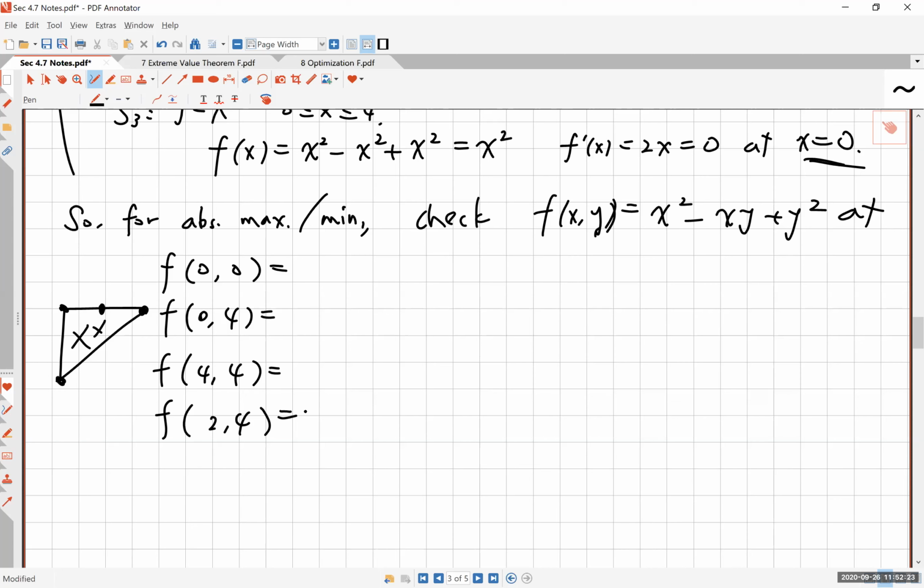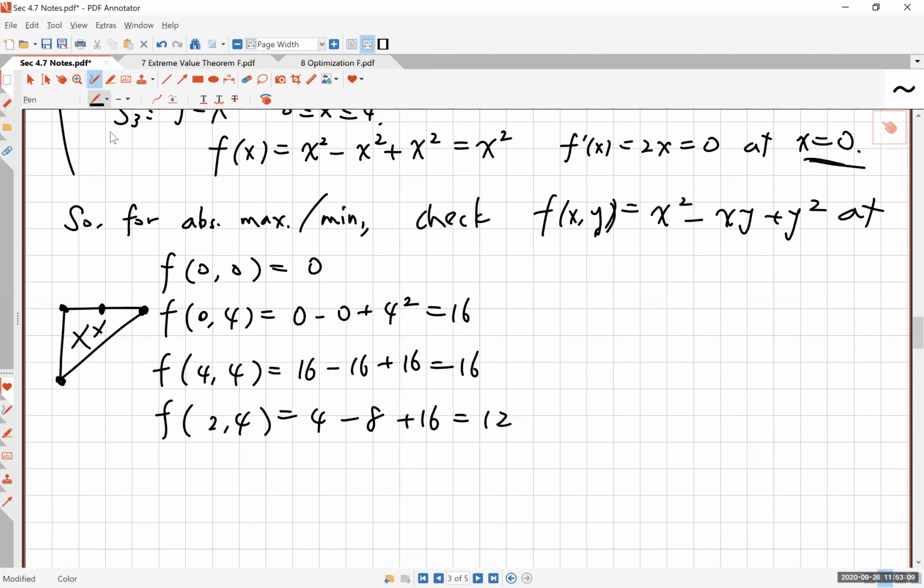Get that? All right, so at (0, 0), it's simply 0. At (0, 4), that would be 0 minus 0 plus 4 squared, which is 16. At (4, 4), that's 16 minus 16 plus 16, which is 16. How about (2, 4)? That would be 4 minus 2 times 4, that's 8, plus 16, and that happens to be 12. Okay, so are we okay so far? And so now we are ready to answer the question.